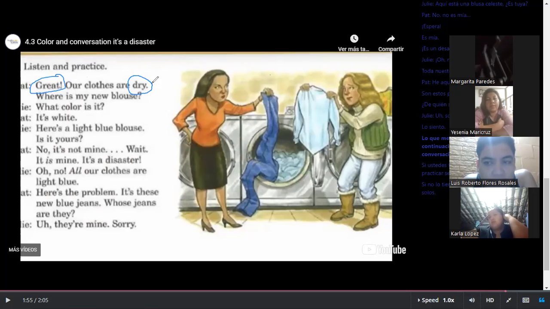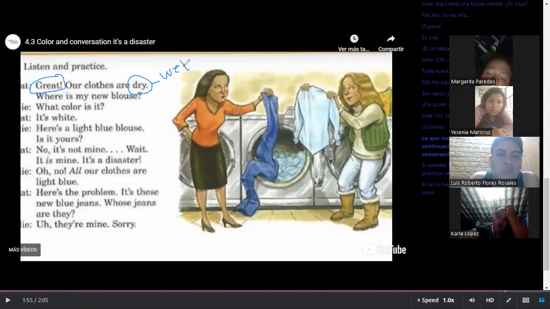Our clothes are dry. Dry is the opposite of wet. When it's wet, it's because you just finished washing the clothes. It's wet, and then after it's wet, it turns dry. After you put it under the sun, it turns dry. Or if you're using a dryer.